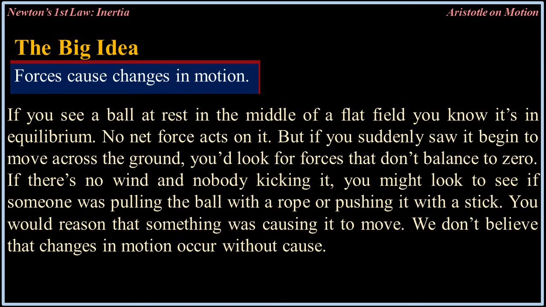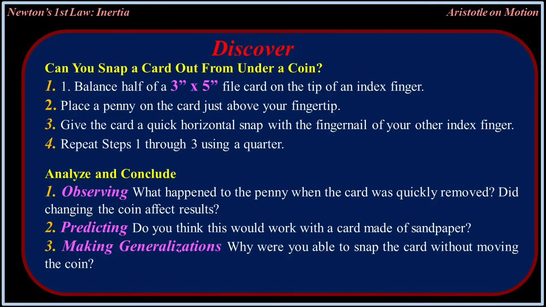If you see a ball at rest in the middle of a flat field, you know it's in equilibrium. No net force acts on it. But if you suddenly saw it begin to move across the ground, you'd look for forces that don't balance to zero. If there's no wind and nobody kicking it, you might look to see if someone was pulling the ball with a rope or pushing it with a stick. You would reason that something was causing it to move. We don't believe that changes in motion occur without cause.